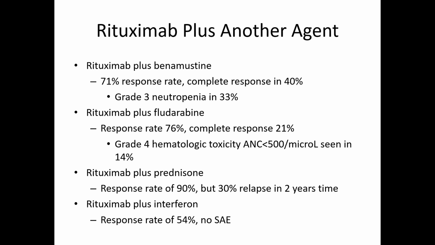What happens if you just want to take rituximab and add on steroids? Response rate is pretty good, about 90%, but again, about 30% will relapse in about 2 years' amount of time. If you're willing to entertain this idea, rituximab plus interferon, response rates of about 50%. In the case series that I identified, no serious adverse events were reported with that, although I would say anytime you're getting interferon, you're probably going to have some pretty serious side effects to begin with.